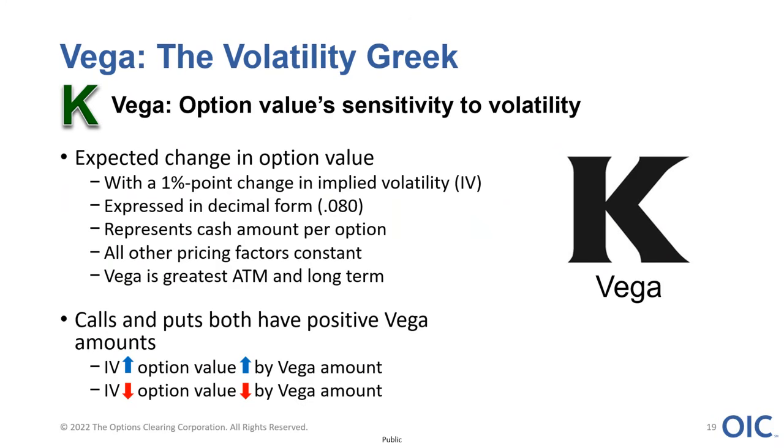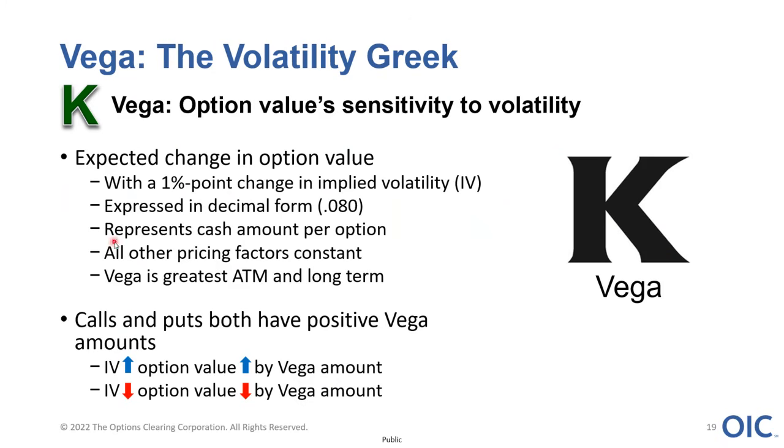What that means is it's how much you can expect your option to move in price with a 1% change in implied volatility. That means if the vol goes from 20 to 21, you should expect your option to move, from a modeling perspective, its commensurate amount of Vega.